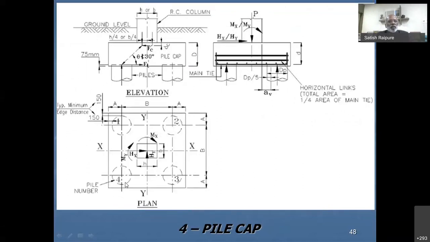This is the four pile cap. Four pile cap is one of the safest types of structure. In case of three piles, if you are going to use a higher diameter, I will recommend you go for a lower diameter and provide four piles. This will take care of the moment in both directions, and it will be more stable.